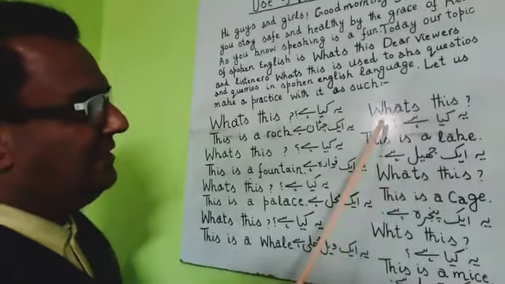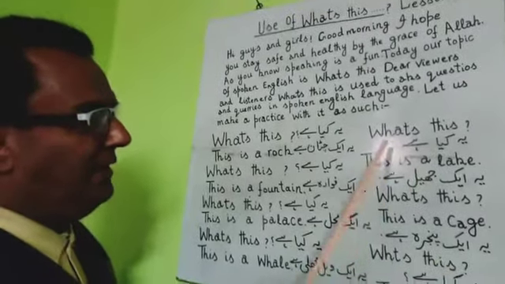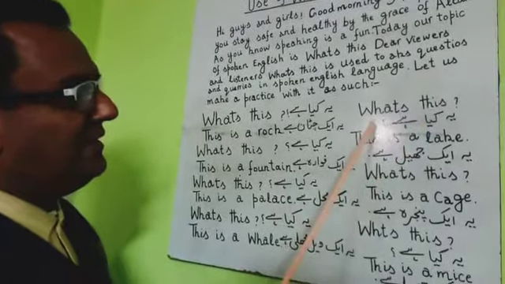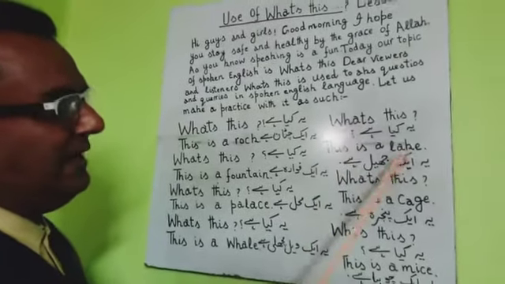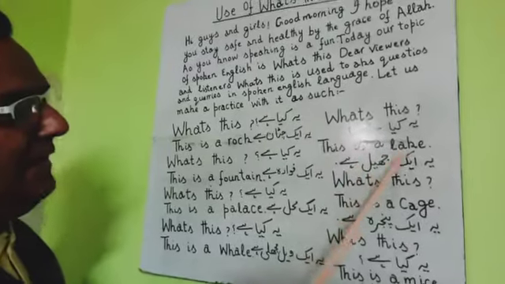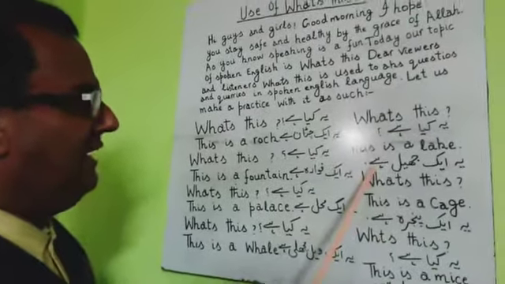And next you can see, what's this? You should pronounce it properly. What's this? This is a lake. This is a lake. ये एक झील है.